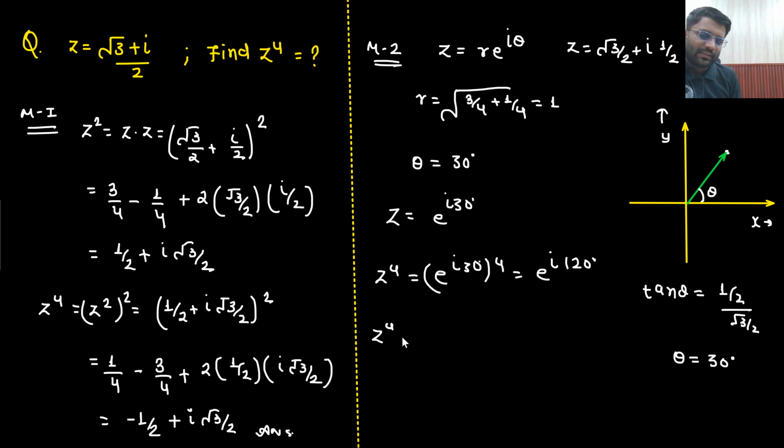So z to the power 4 is e to the power iota 120 degree. What could it be written as? It could be written as cos 120 degree plus iota sine 120 degree. So what will be cos 120 degree?